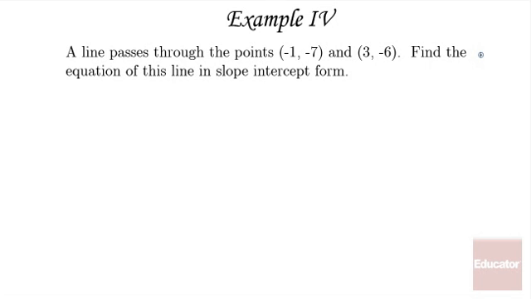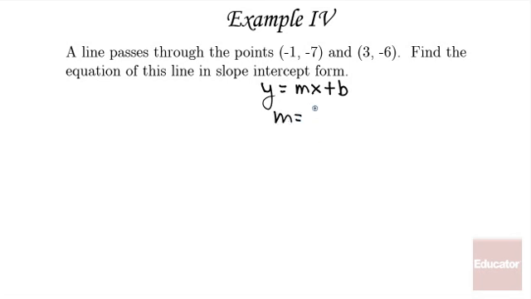Example 4. A line passes through the points (-1, -7) and (3, -6). Find the equation of this line in slope-intercept form. Slope-intercept form, once again, y equals mx plus b. And I need to find m, and I need to find b in order to write the equation describing the line that passes through these 2 points.